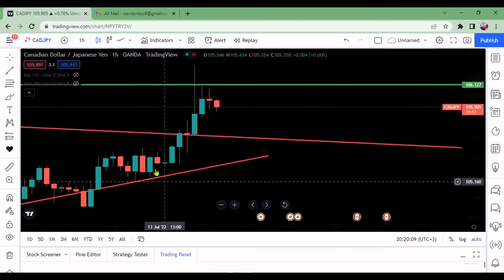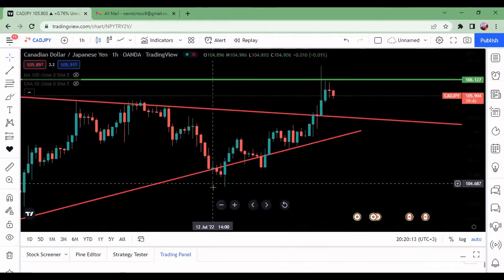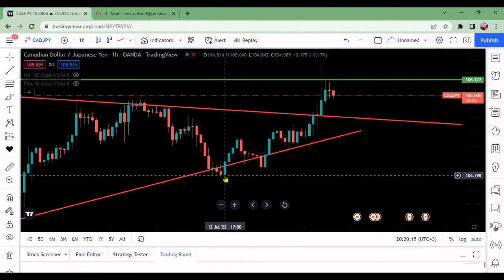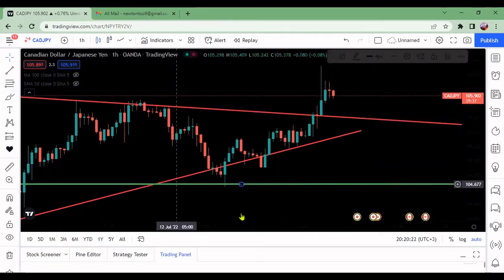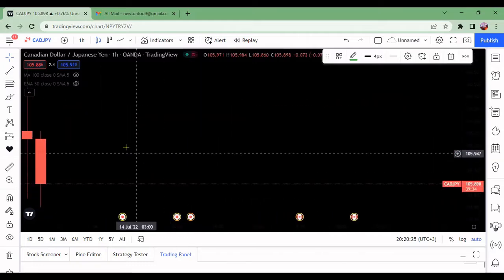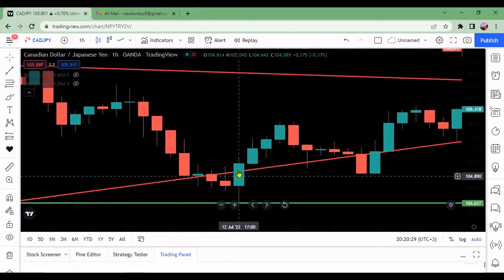For example, here you can see the opening price. Let me point it out. We are focusing on this candle first. You can see this candle.